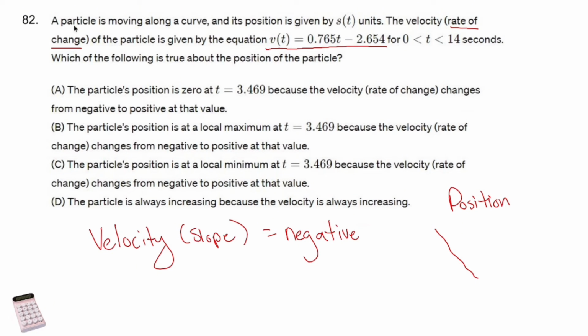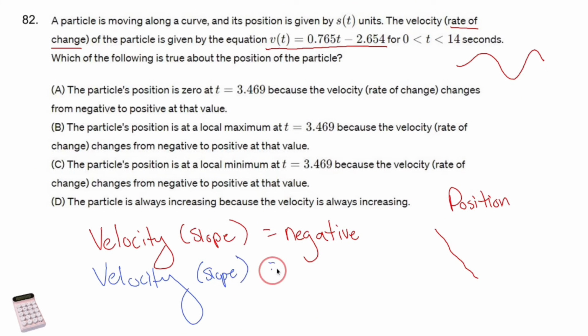Now, what that means with a particle is a particle can go up, down, we don't know. But if the velocity or the slope is negative, the position follows a negative slope. It's going down. If the velocity, also known as the slope, is positive, that means its position is following a positive slope, so it's going up. So there's two things that we're looking at here. One thing is this picture that I drew here.